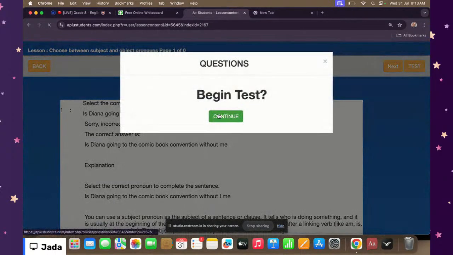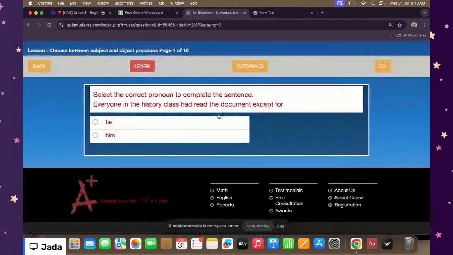Let's move on to the test and answer a few questions. Select the correct pronoun to complete the sentence. Everyone in the history class had read the document except for him or he. So you need to remember what the right pronouns are. You need to know the ones that you use for the subject and the ones that you use for objects. So, except for him. So him is the right pronoun that should be here.